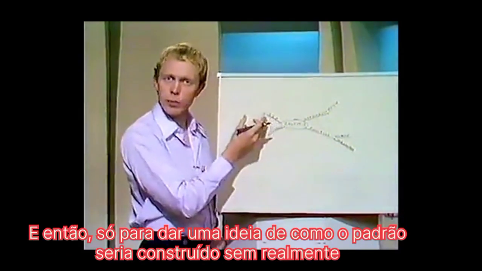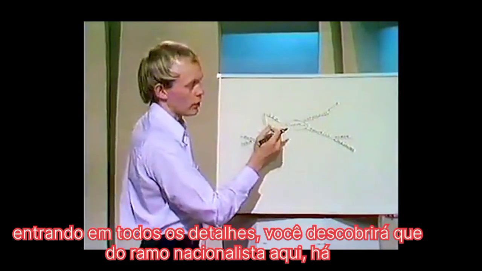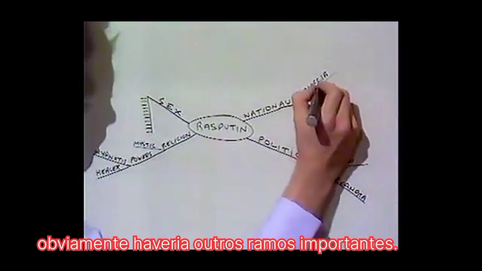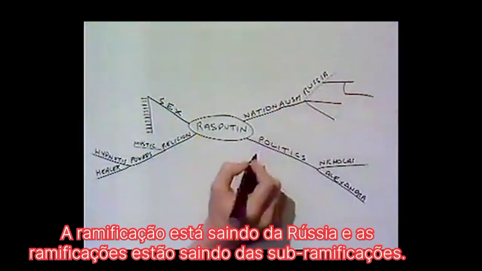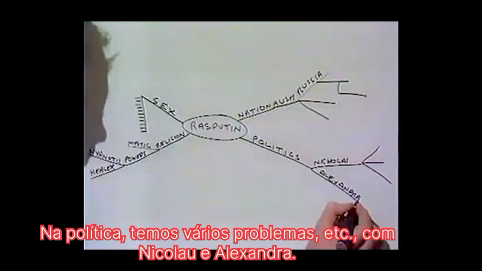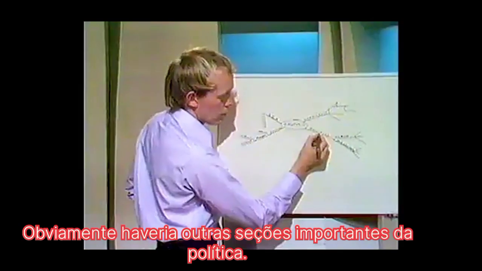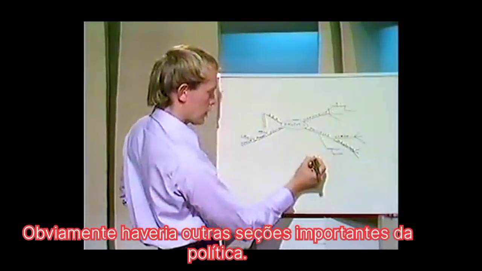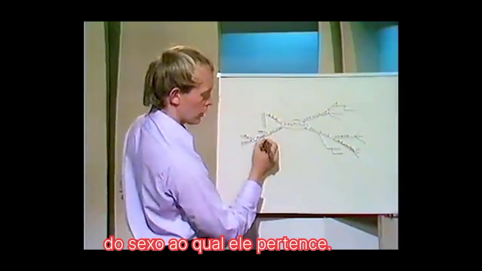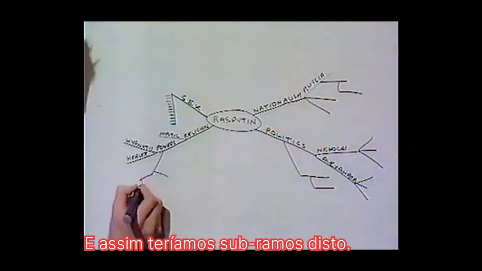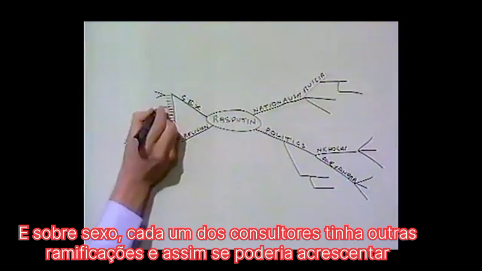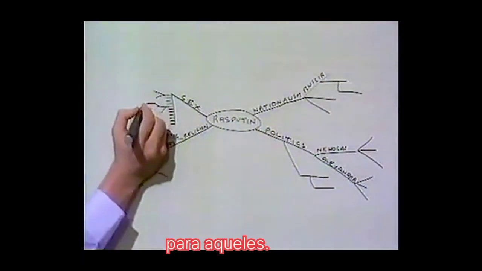And so just to give you an idea of how the pattern would be built up without actually going into all the detail, you would find that from the nationalism branch here, there would obviously be other major branches coming off Russia and branches coming off the sub-branches. In politics, we have the various problems, etc., with Nicholas and Alexandra. There would obviously be other major sections of politics. On religion, one would be concerned with his development in religion, the different kinds of sects to which he belonged, and so one would have sub-branches of this. And on sex, each one of the involvements had other ramifications, and so one could add to those.